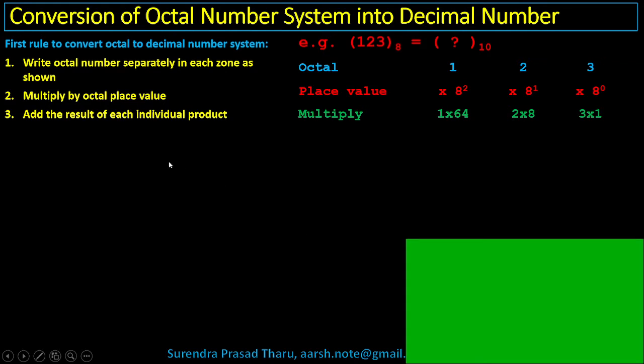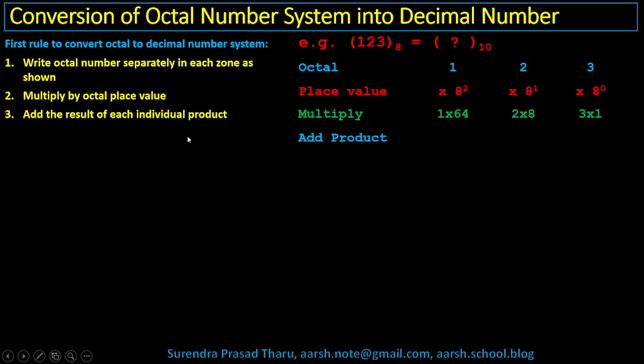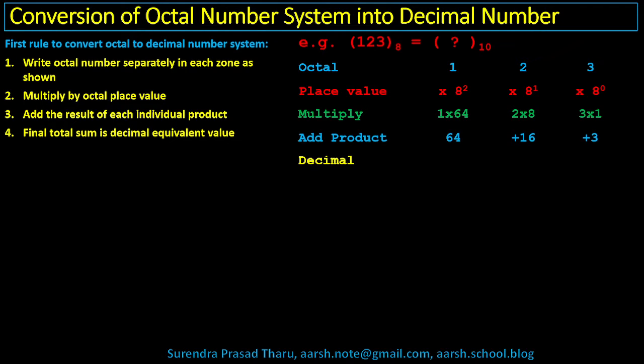The third step says that the resulting products will be added together. So like this, 64, and 8 twos are 16, and 3 ones are 3. When you add them, the final total sum is the equivalent decimal number. So here we find that 83 is the decimal number.